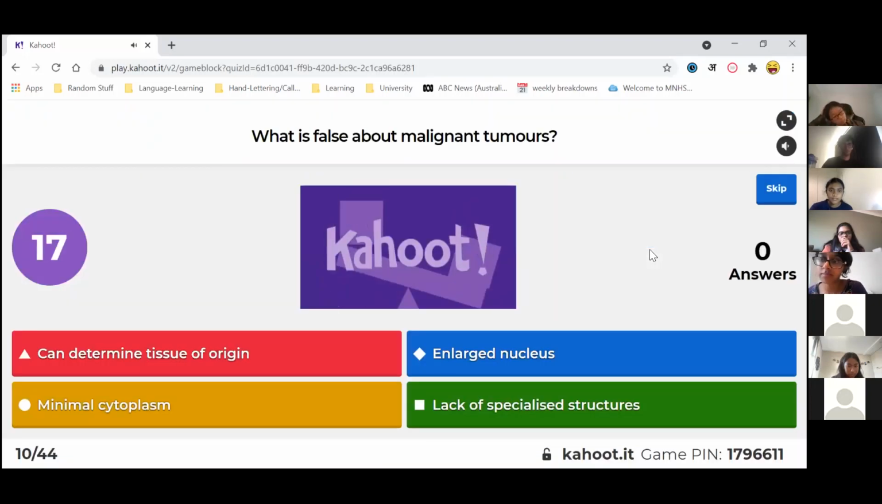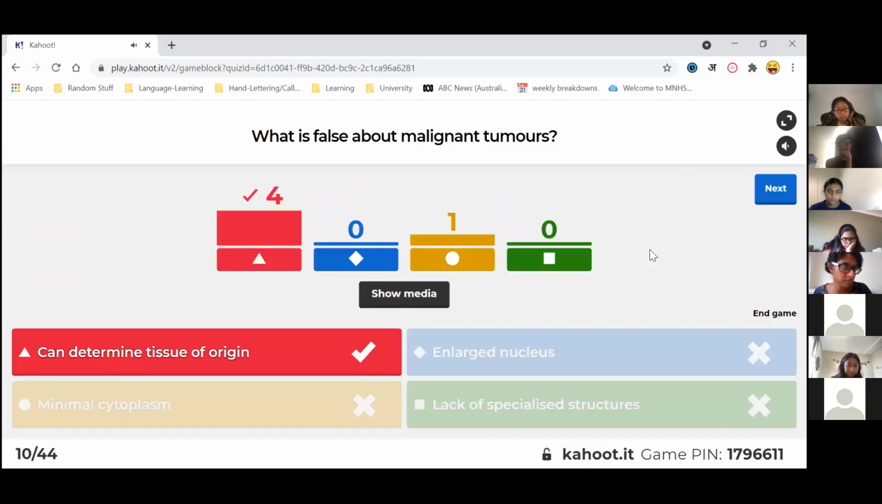And what is false about malignant tumors? Yeah, so you can't determine the tissue of origin. There is minimal cytoplasm probably, and that would be related to the enlarged nucleus as well.